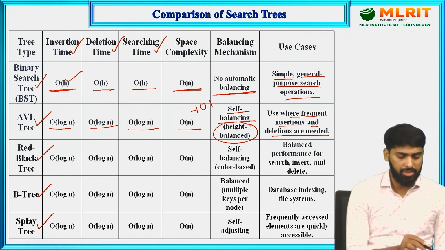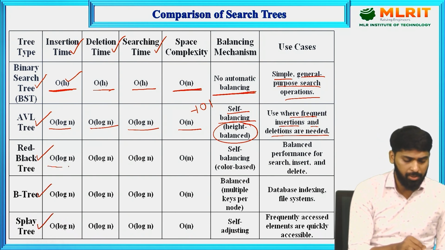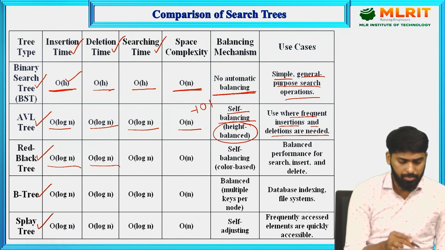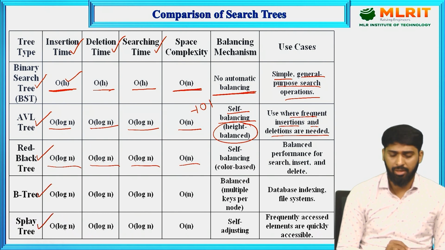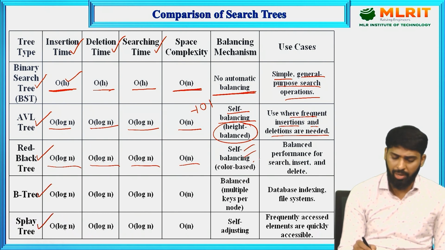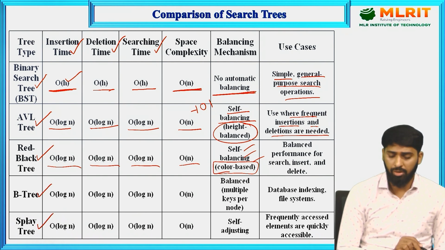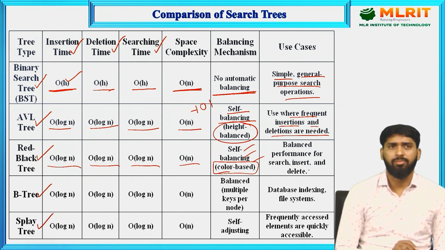So red black trees: the insertion time is big O of log n, deletion time is big O of log n, searching time is big O of log n and space complexity is big O of n. Here it is also self-balancing. How are you balancing the tree? By using colors. Okay, so use cases: balanced performance for search, insert and delete.